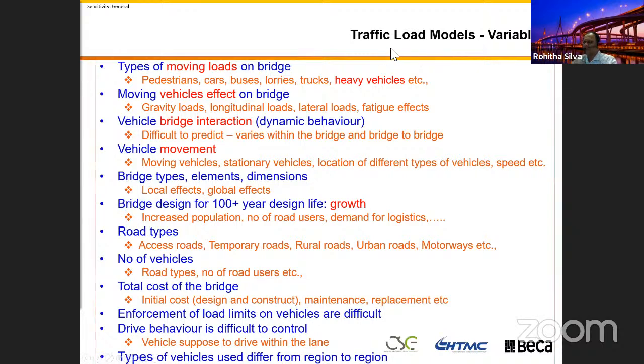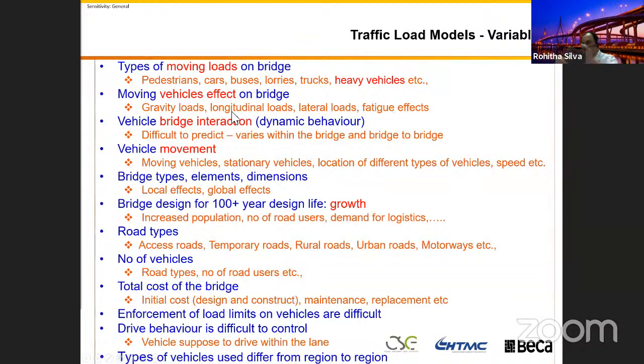I put this one, the traffic load model variables. I put the word variables because everyone can understand. The first dot point, types of moving load on a bridge. Pedestrians, cars, buses, lorries, trucks, heavy vehicles, we show in those pictures. We don't want to talk about that anymore. The effects of a moving vehicle on the bridge: gravity, longitudinal, lateral, fatigue. It's in there. When we design, we need to consider it. Especially the fatigue. The word fatigue is very important.